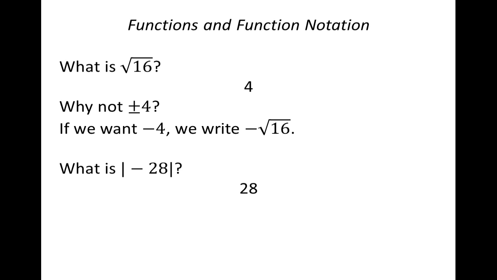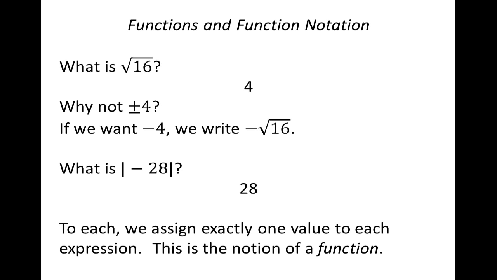But what I really want to focus on here is the symbols. We have some symbols here that tell us to do something to a number. Hey, what positive number do I square to get 16? Hey, how far is negative 28 from the number 0? So that's what these are doing, and these are each types of functions. We're assigning exactly one value to this particular expression. We assign one value to the square root of 16 and one value to the absolute value of negative 28.